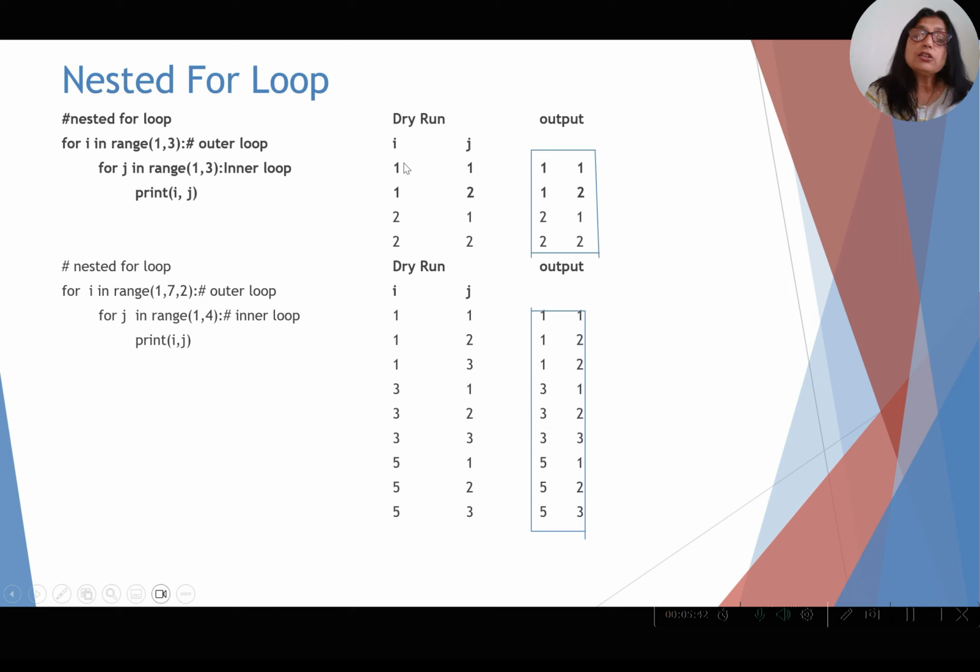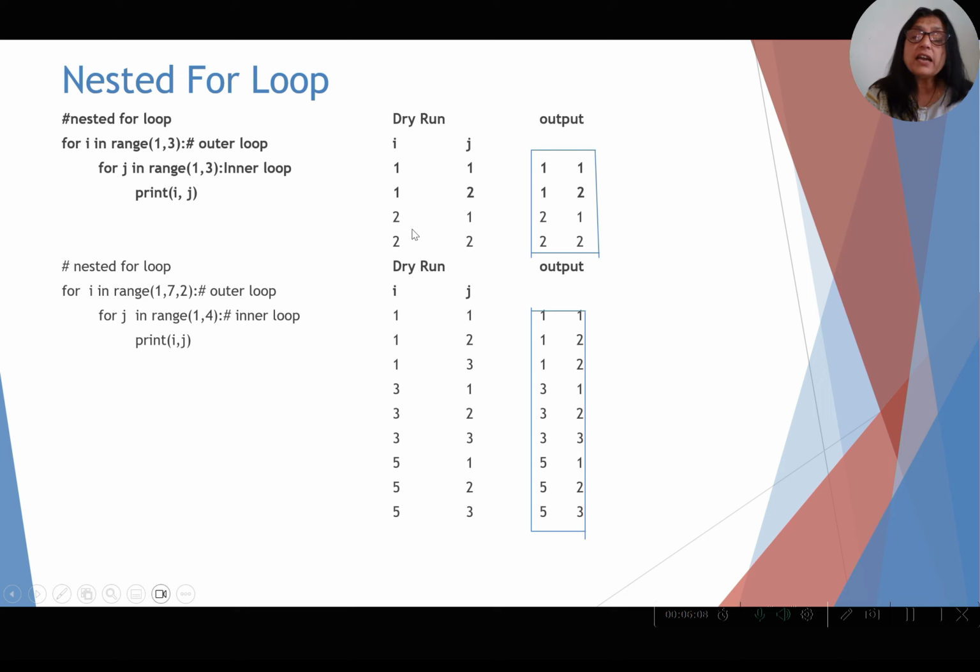Okay, so that's why the I value is still 1. So what is the output you are getting? Print i j means it is on the monitor, it will print I value is 1 and j value is 1. Then second iteration of the j value, so I value is still 1 but the j value becomes 2. Okay, now after completing the inner loop, it will move to the second iteration.